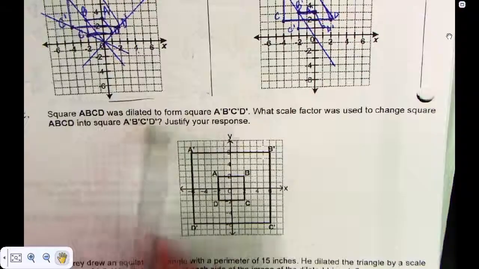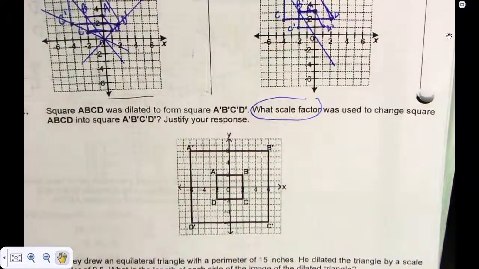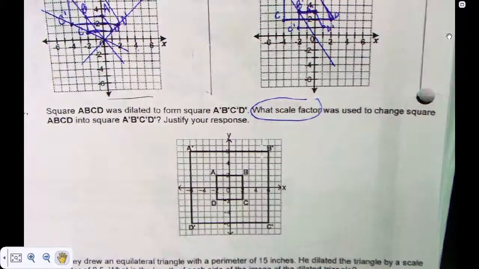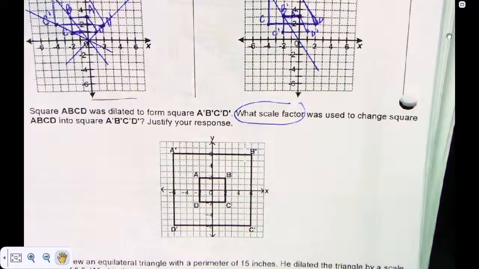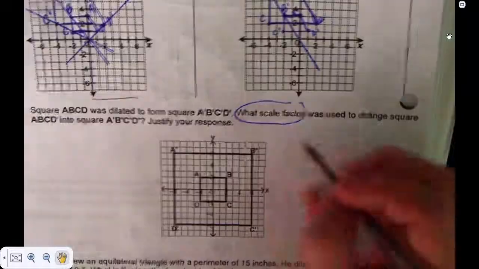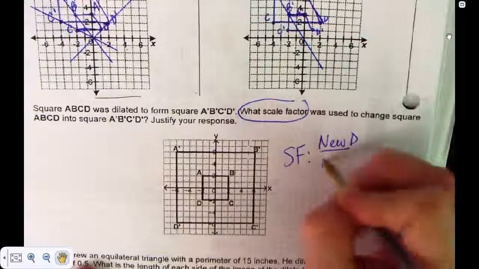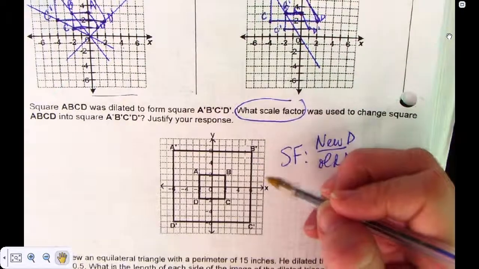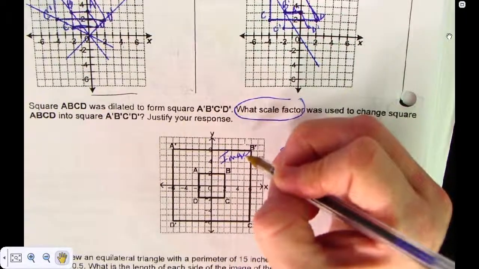Square ABCD was dilated to form A prime, B prime, C prime, D prime. What scale factor was used to change square ABCD into square A prime, B prime, C prime, D prime? Everybody circle that. Okay? So, we're going to do it both ways that I just taught you. We're first going to take the dimensions. We're going to take the new dimension and divide by the old dimension. So let's count on the new. Which one's the new? The bigger one. Now remember, it's not always that way. It is the 2 times we've done it.